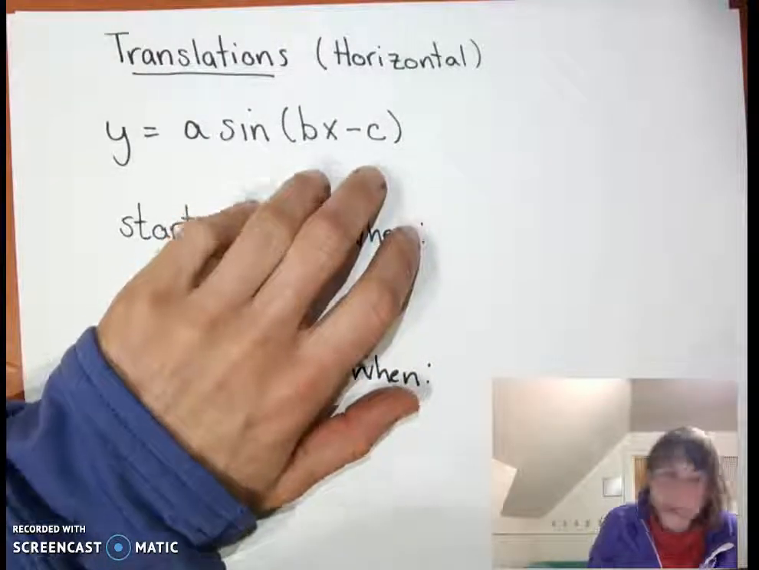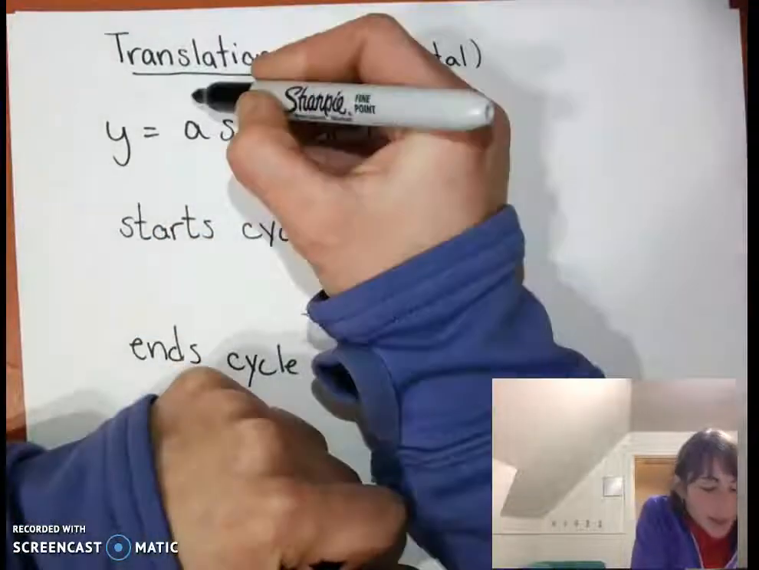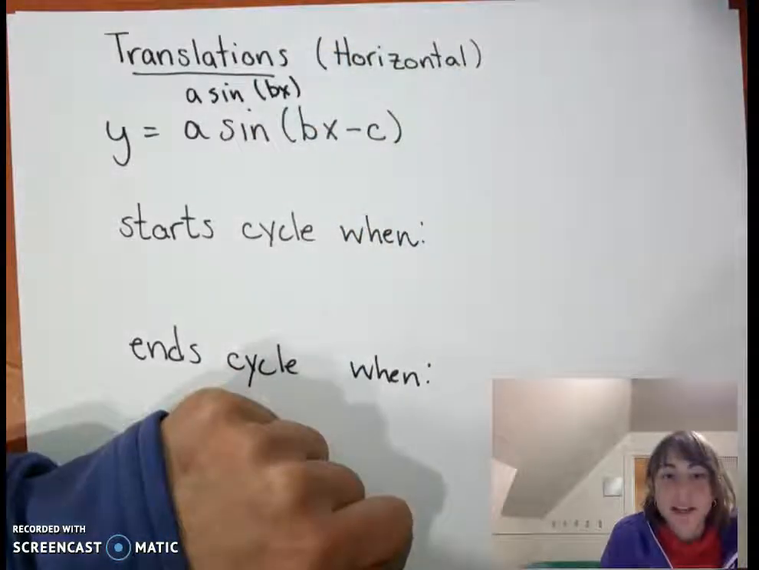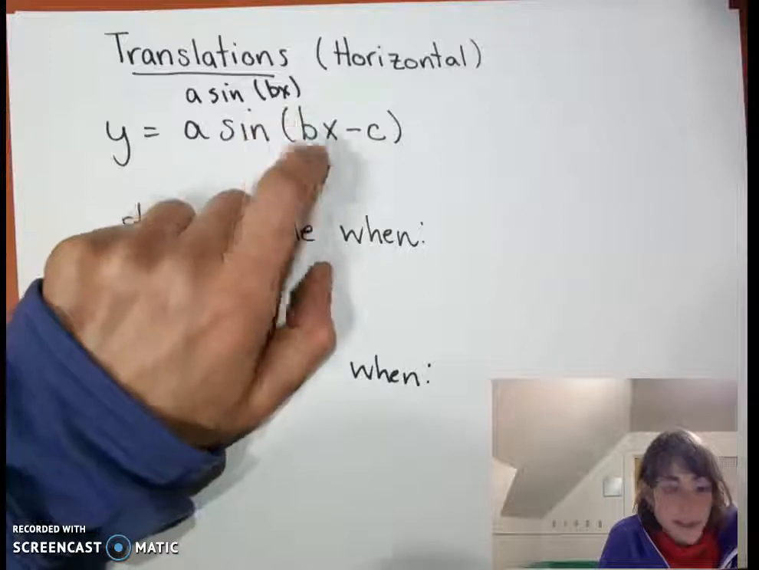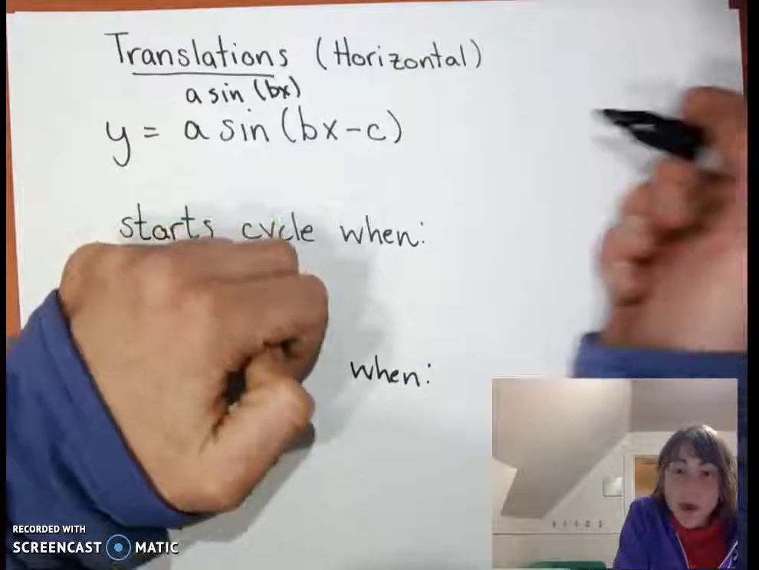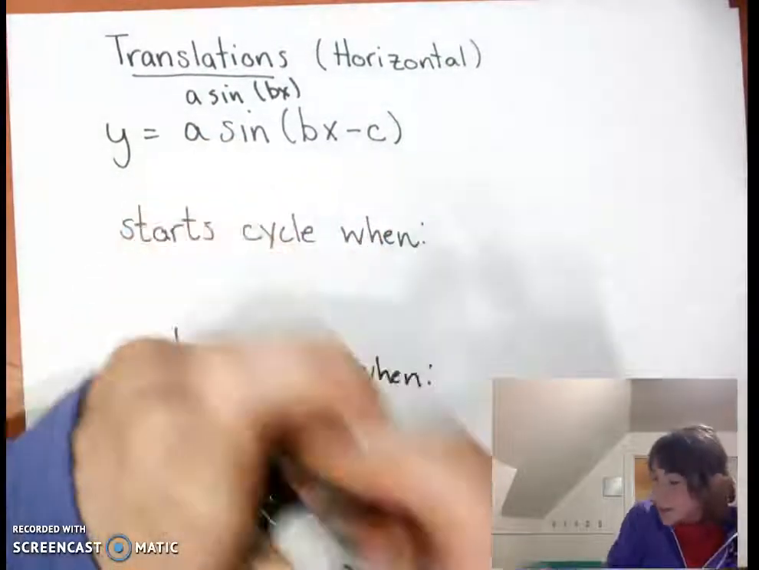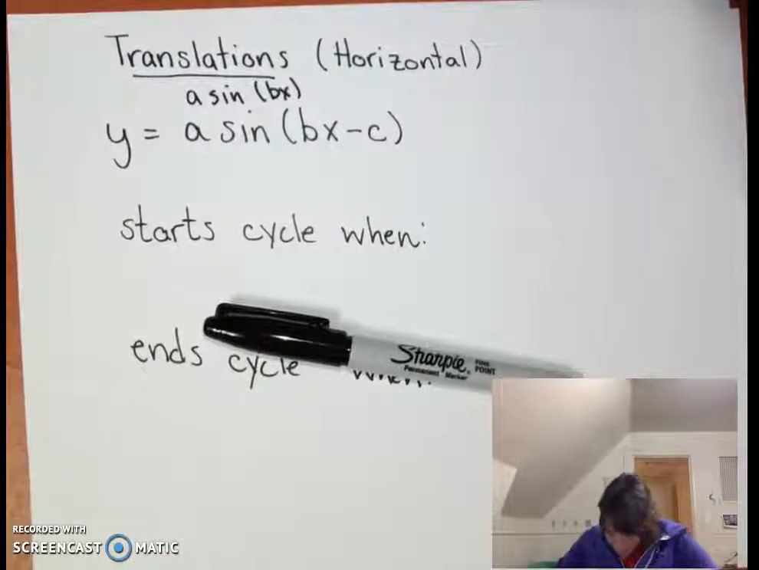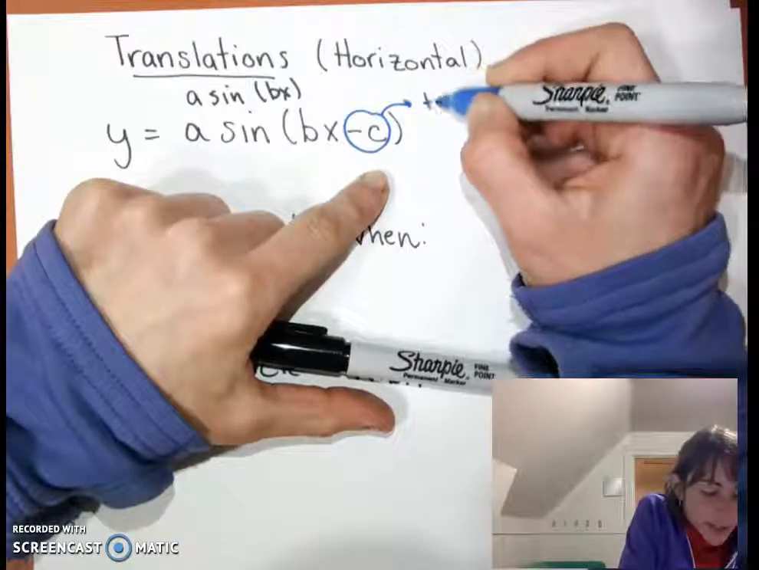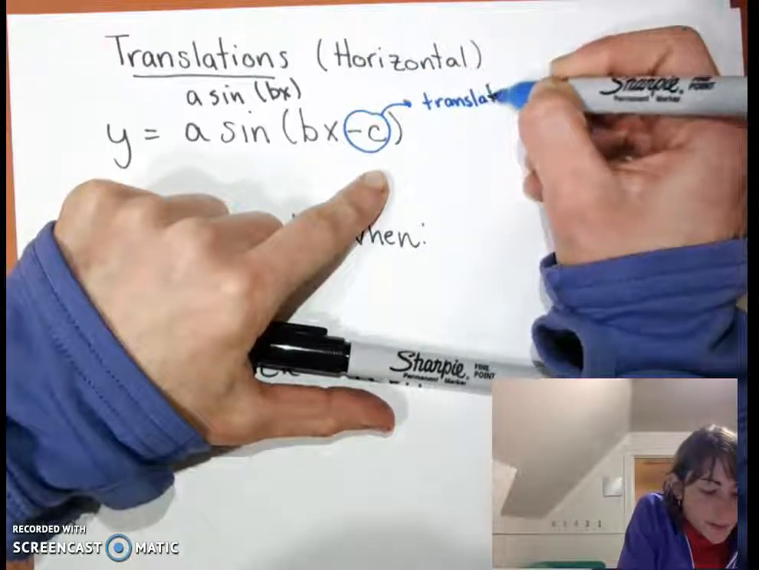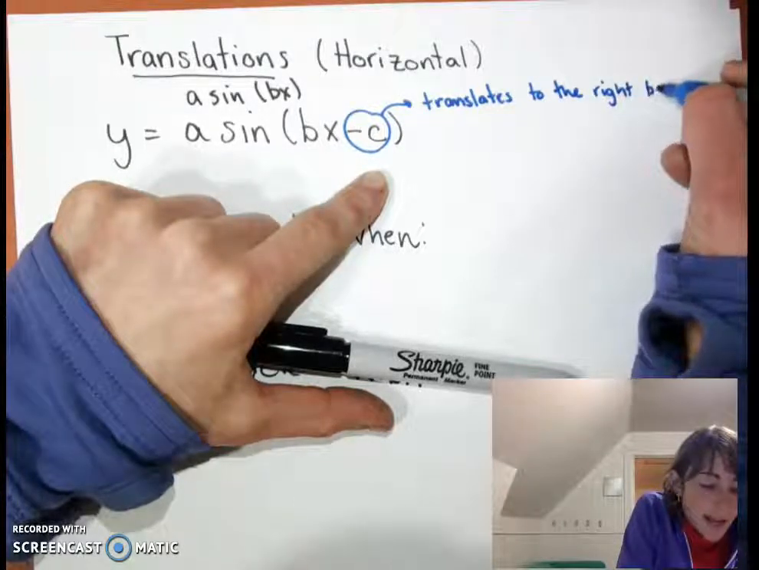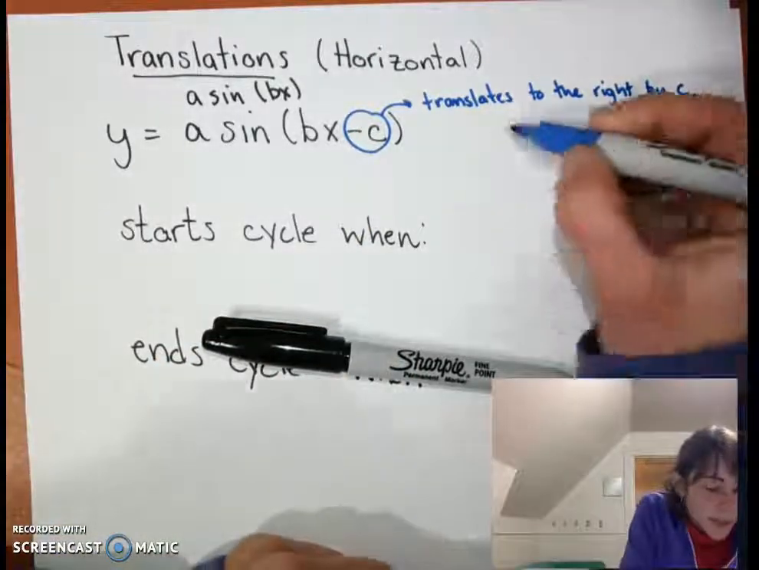Now we know that if we take our original function, so here our original was just sine bx that we studied last time, and we change this to bx minus c, then we changed inside of the parentheses, so it's a horizontal translation. And in which direction does it go? Well, it's a minus, so this translates to the right by c.